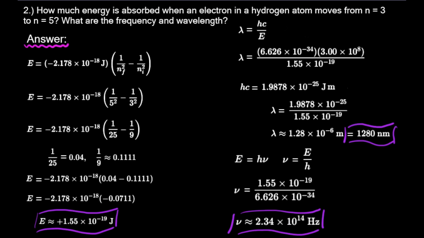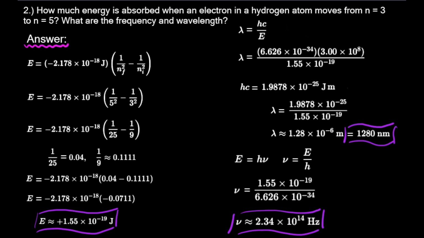We're looking at an electron in a hydrogen atom that moves from n equals 3 to n equals 5. Since the electron is moving to a higher energy level, this is an absorption process, meaning energy is being absorbed. So we should expect a positive value for energy. First, we calculate the energy using the Rydberg's equation, which is E equals negative 2.178 times 10 to the minus 18 joules, multiplied by the quantity of 1 over n final squared minus 1 over n initial squared.